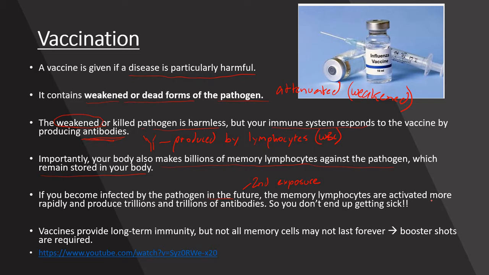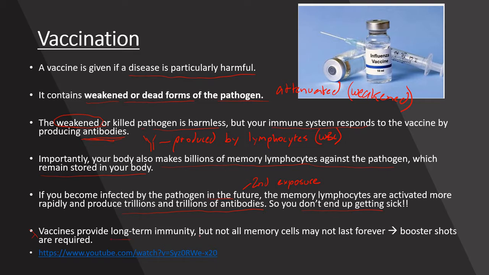The memory lymphocytes are activated more rapidly and produce trillions and trillions of antibodies. An individual cell is producing 4,000 to 5,000 antibodies per second. So your bloodstream and your lymph system is getting flooded with antibodies. The idea there is you don't end up getting sick because your antibodies kill the pathogen before it can take hold and make you sick. And actually before you can transmit it onto other people as well.